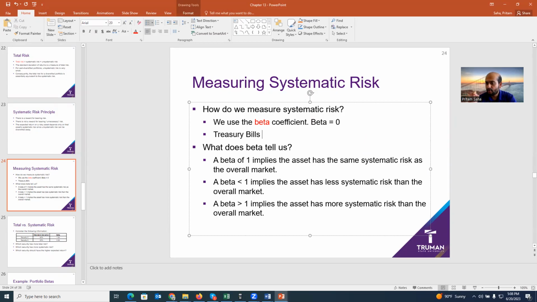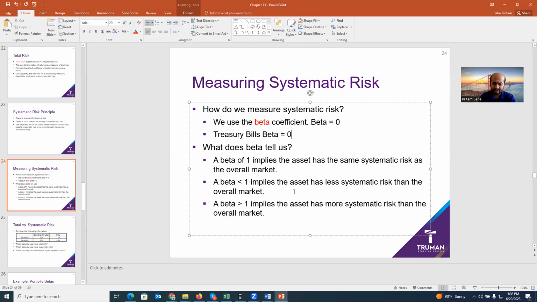From the last lecture, you know that treasury bills is a risk-free instrument. There is no systematic risk in it, right? So that means the beta for treasury bills should be 0, okay? Make sense? Now, if the beta value is more than 0, less than 1, that means your investment has less systematic risk as compared to the market.